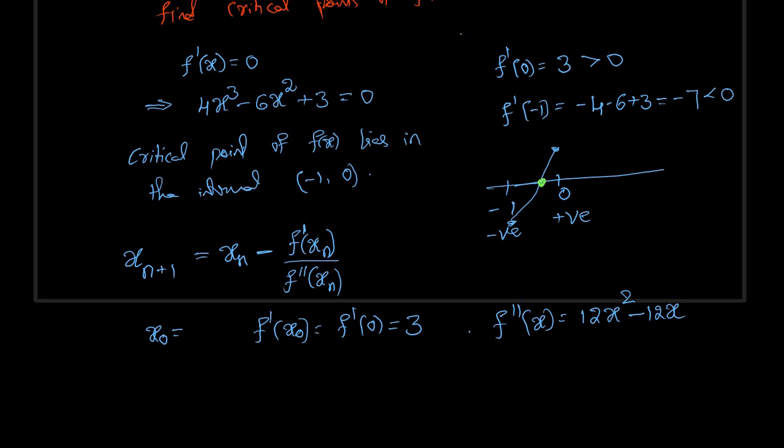Okay. So let me change this. So let me take x0 equal to minus 1. That would be better. So if it is minus 1, I don't know why it is not working. Yeah. So this is minus 1. Right. So what is f of minus 1 here? Minus 4, and this is minus 6, and plus 3. Yeah, minus 7.